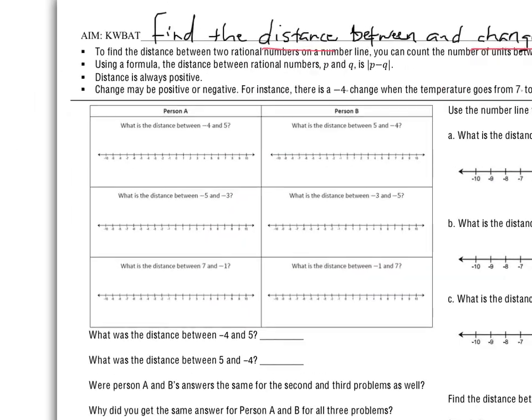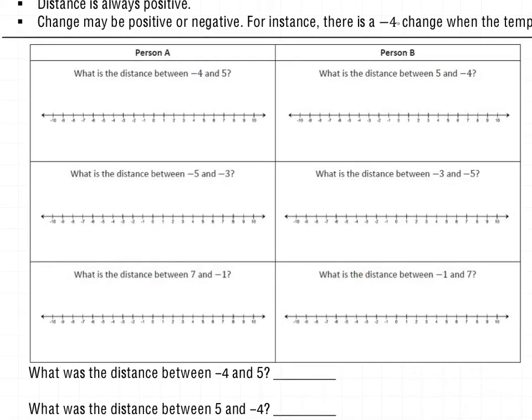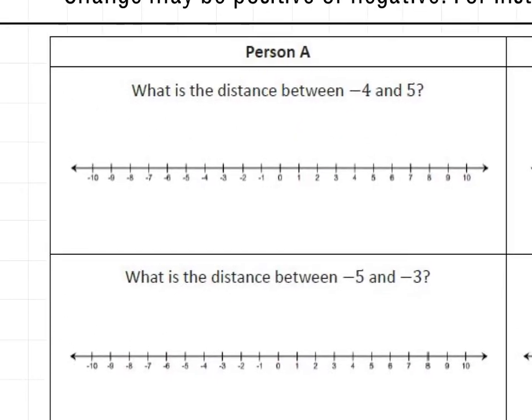Okay, so let's look at our first amount of work here. We have person A on one side and person B on the other side. They are both going to be calculating the distances between 2 points. And so I actually want you to go ahead and figure this out on your own. I'll do the first example with person A for you, and then I want you to do all of the rest of the examples on your own.